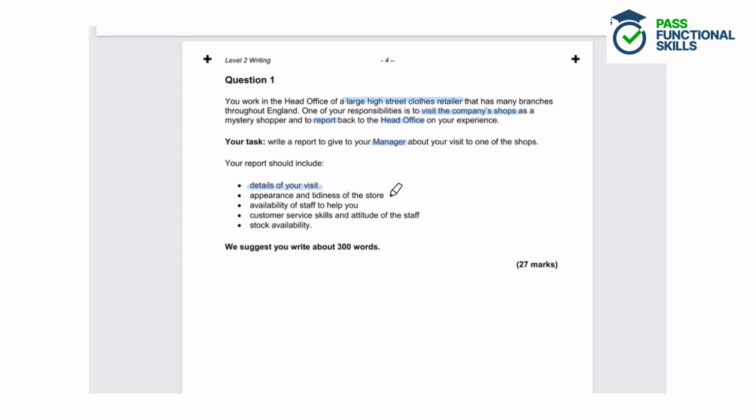The appearance and tidiness of the store. So was it messy or was it tidy? That's up for you to decide. Availability of staff to help you, customer service skills and attitude of the staff. So we're focusing on the staff here. We want to see their availability, so how many staff were on hand to help, and what were they like? Did they offer good customer service, or did they show you a bad attitude? And finally, the availability of stock. So what kinds of stock were there, and whether there was enough stock in the shop as well. So we need to write 300 words and include all of these details if we can.